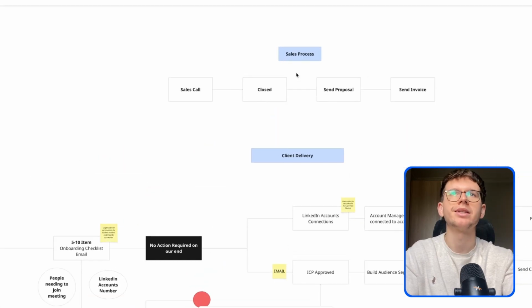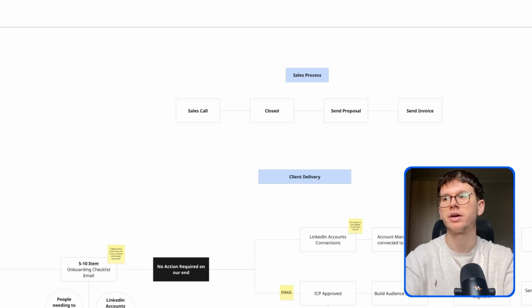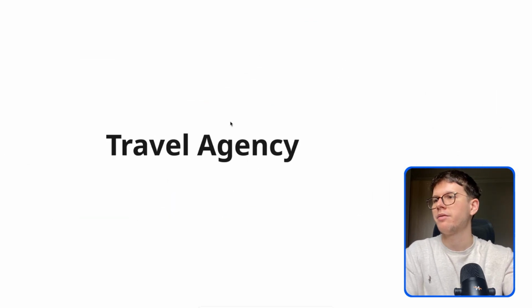So where do you get the leads from? What does that lead acquisition strategy come from? Is it ads? Is all that sort of stuff? And then put into a flowchart until they get closed, and then you start the client delivery. So that's the first example. Then we have a travel agency.